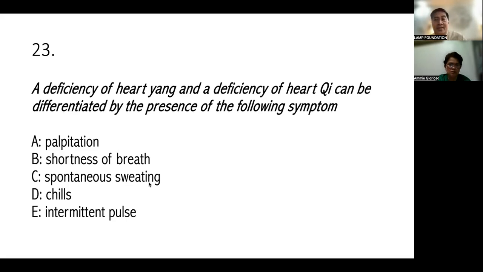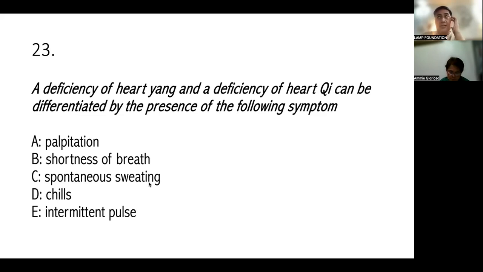Okay, number 23, Sir Henry. 23. Deficiency of heart yang and deficiency of heart qi can be differentiated by the presence of the following symptoms. What's your answer? Intermittent pulse. Okay, sorry. Intermittent pulse. Chills po, chills.